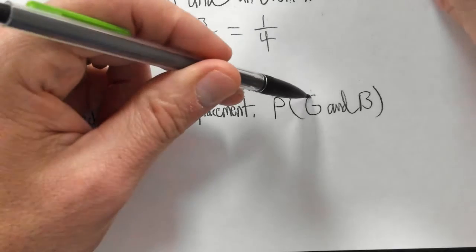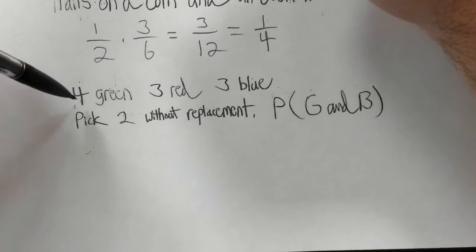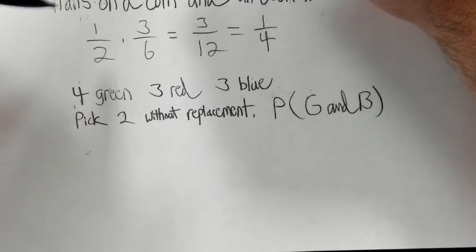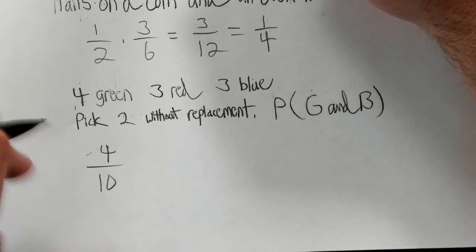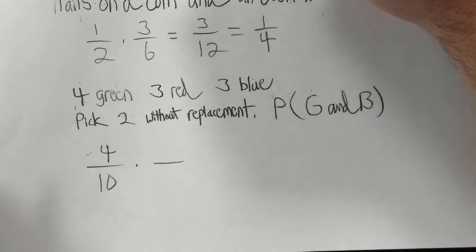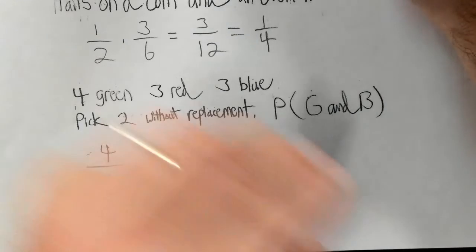Well, first of all, I need to find the probability of pulling your green one. Well, on the first pick, we've got a full box. So there's 4 green ones out of 10. That's 4 out of 10. All right? Times. Now, on the second pick, I'm trying to get a blue one.